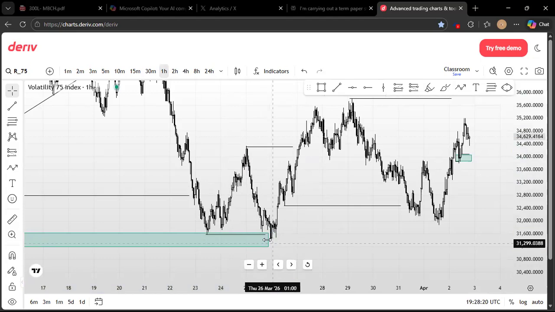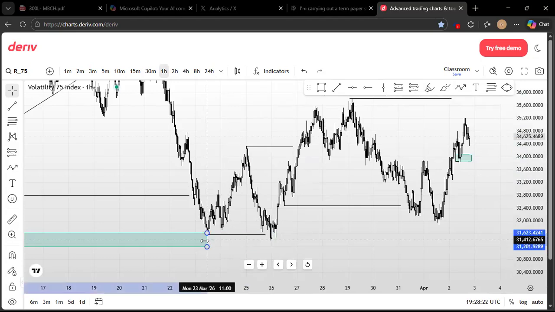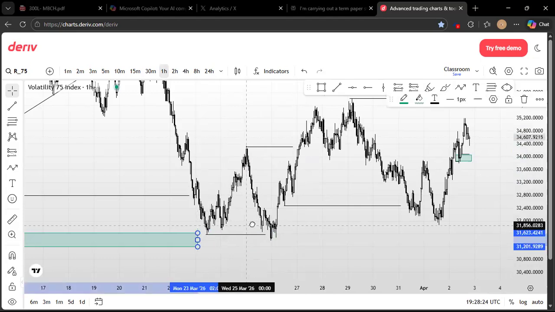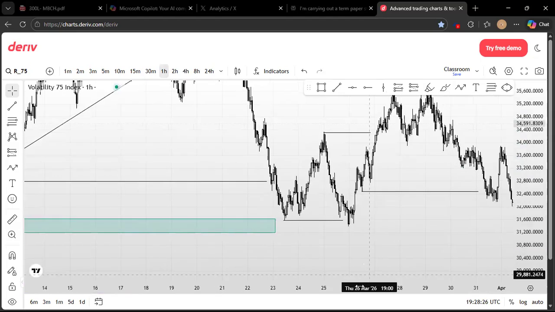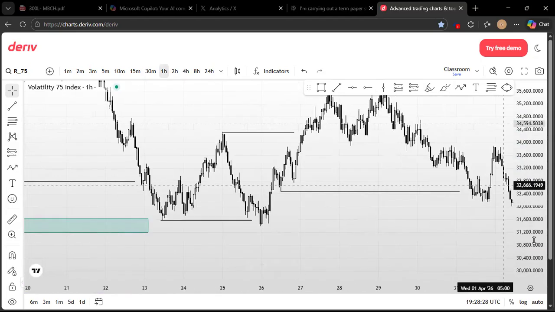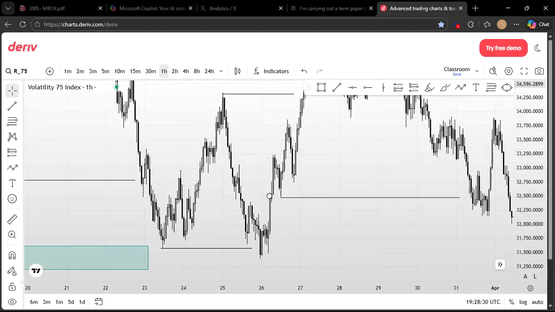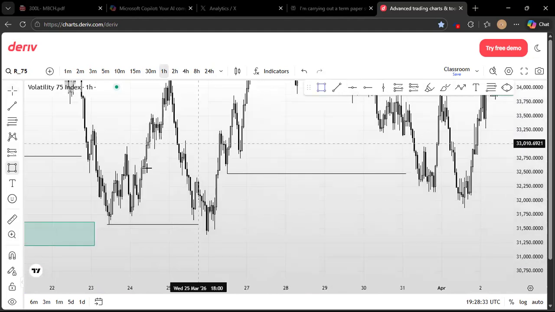So after that, you can now look for your point of interest. If you observe on the setup, I marked out the QMR, right?